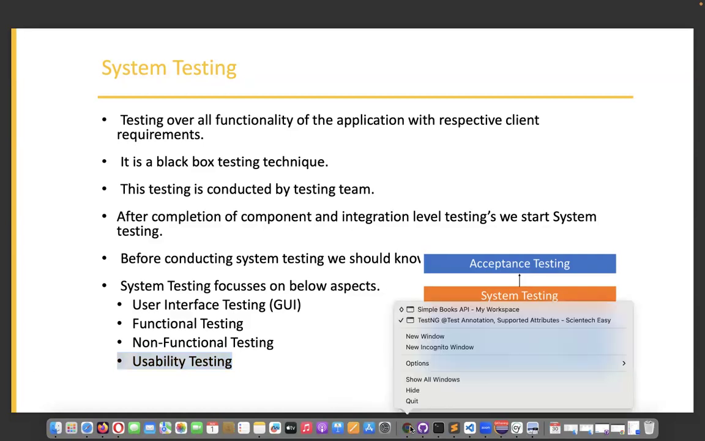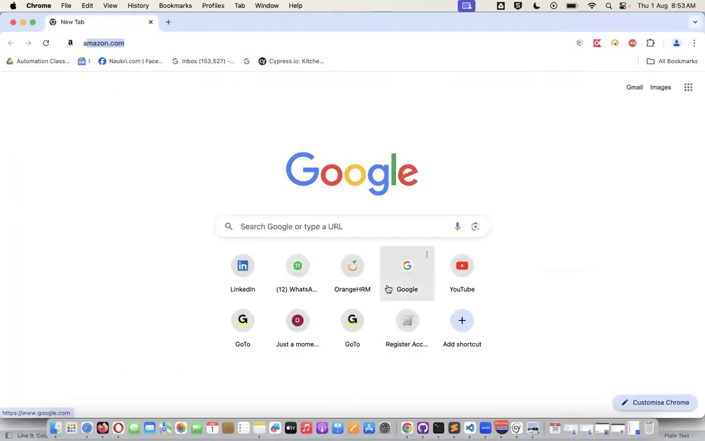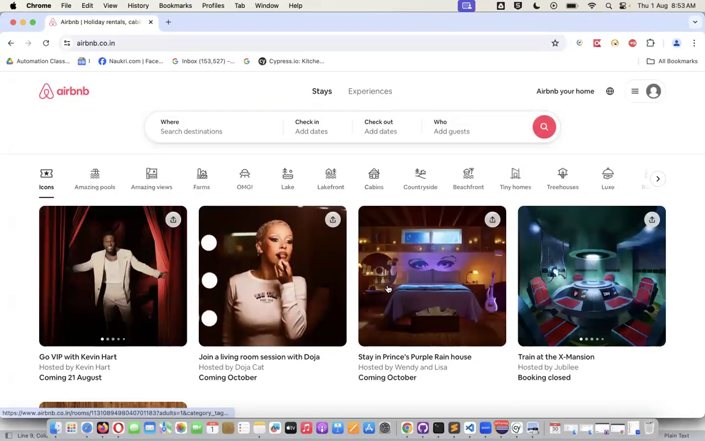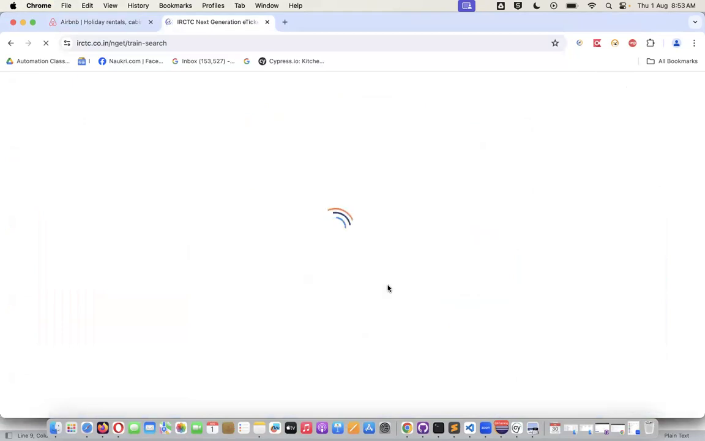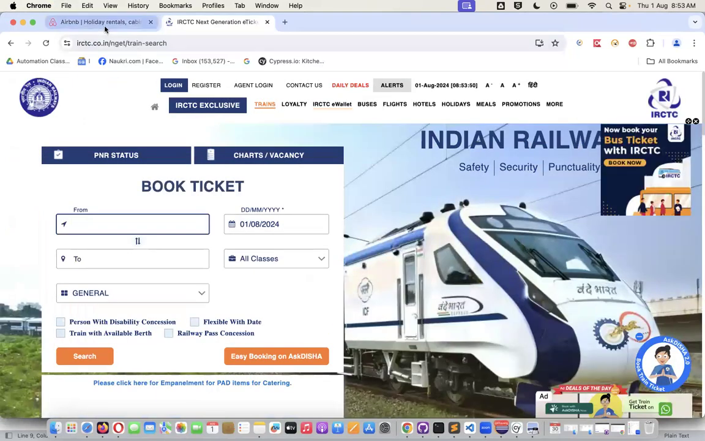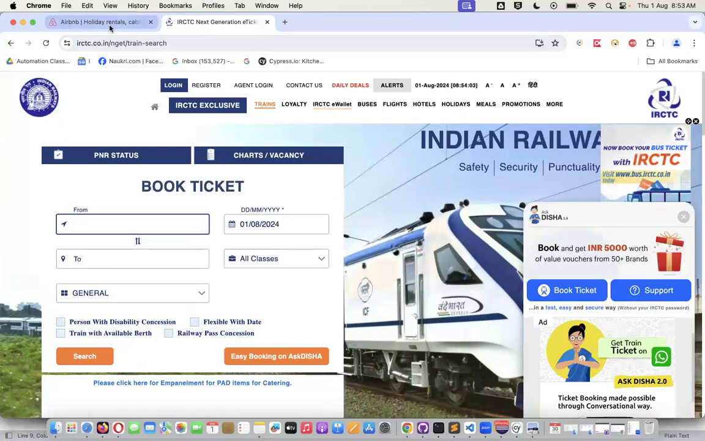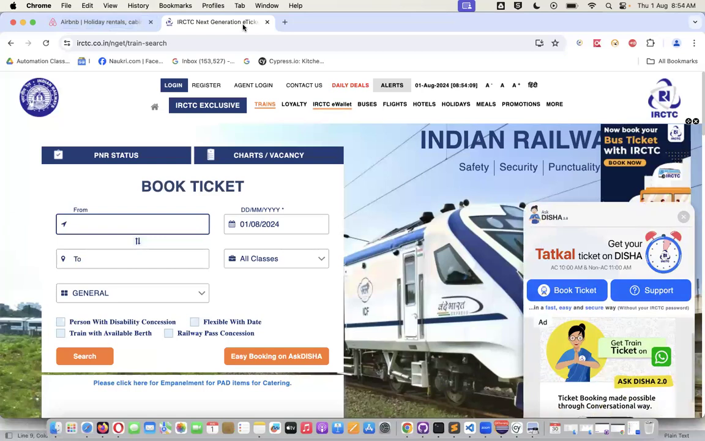So let me talk about a few URLs. Everybody has heard about Airbnb, right? And everybody has heard about IRCTC, which is the railway reservation website. So at a high level, guys, what do you feel, the UI of which website is comparatively better than which one, and why?